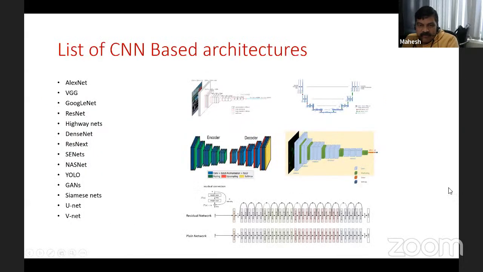So okay, now next is how many CNN models are there? There are so many CNN models people have proposed, and mainly for medical image processing, people use some of them. I have listed some CNN models. Those are AlexNet, VGG, GoogleNet, ResNet, HighwayNet, DenseNet, ResNeXt, CapsNet, NASNet, YOLO, GANs, SiameseNet, UNet, FCNet. All these are models used in medical image processing.